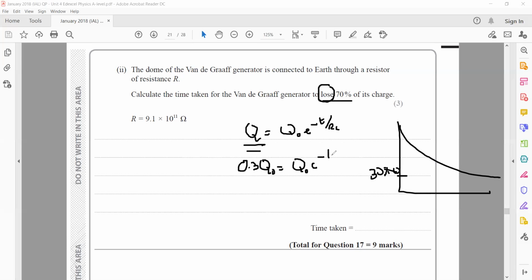And the remaining, the rest you will do in the same manner. But keep this in mind, it's lose 70%, not when it is having 70% of its original charge. Is it clear? Instead of substituting 0.7, it should be 0.3. Any doubt in this part?